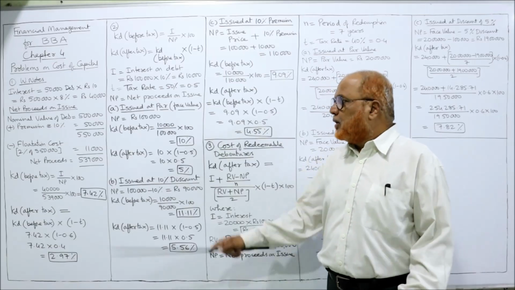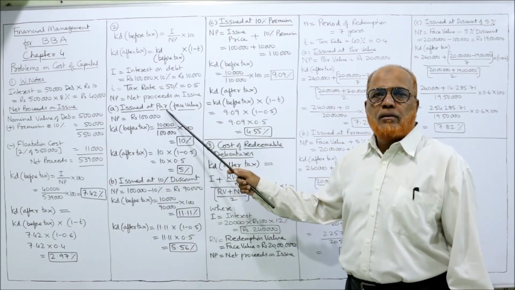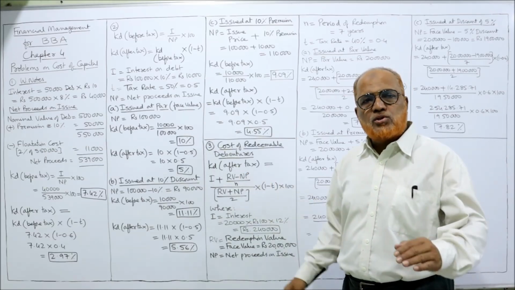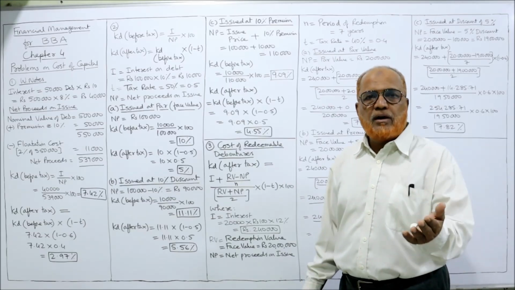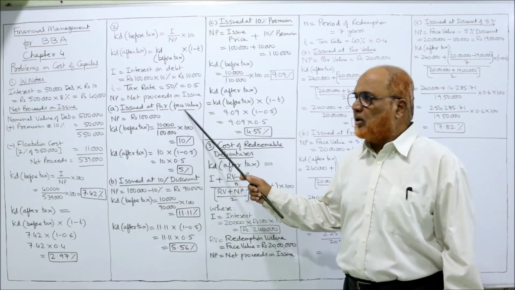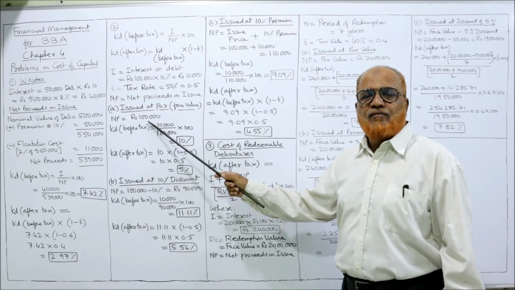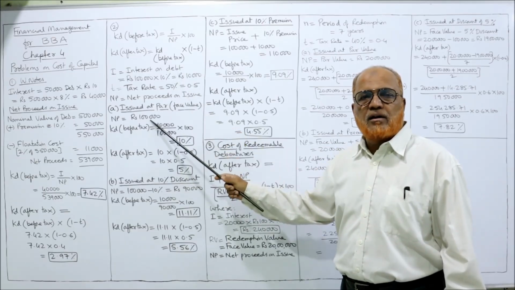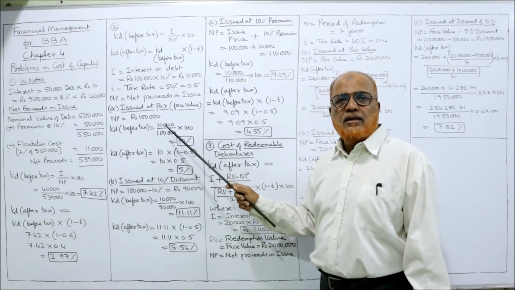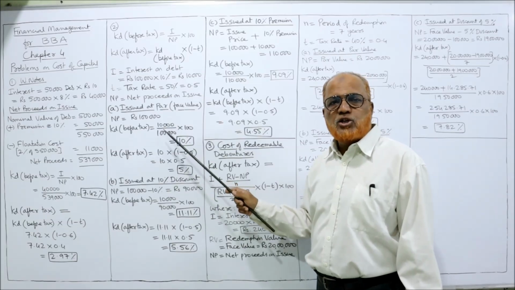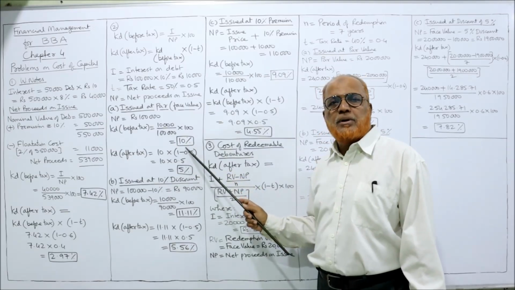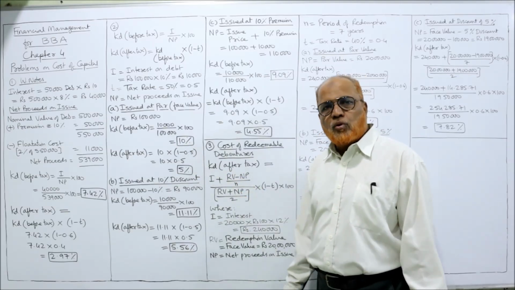Three cases are given. The first case, issued at par. Par means face value, nominal value. If a share is of 10 rupees and it is issued at 10 rupees itself, with neither premium nor discount, that is called par value. So net proceeds 1 lakh. Face value of all debt is 1 lakh. No premium, no discount. Then KD before tax: I, interest 10,000, net proceeds 1 lakh into 100. So 10,000 by 1 lakh into 100, you will get 10%. This is KD before tax.